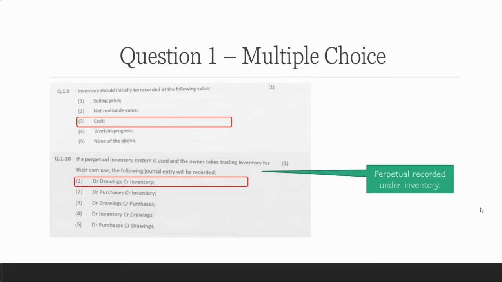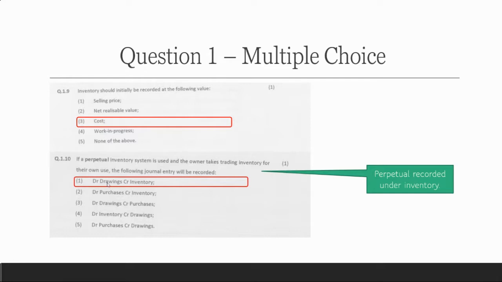So before I move on from the multiple choice questions, do you have any questions on this? Okay, you can just show me emoji in the chat function. Are you okay with the multiple choice questions, or do you have any questions on what I've just discussed? Okay, so let's move on to question 2 then.